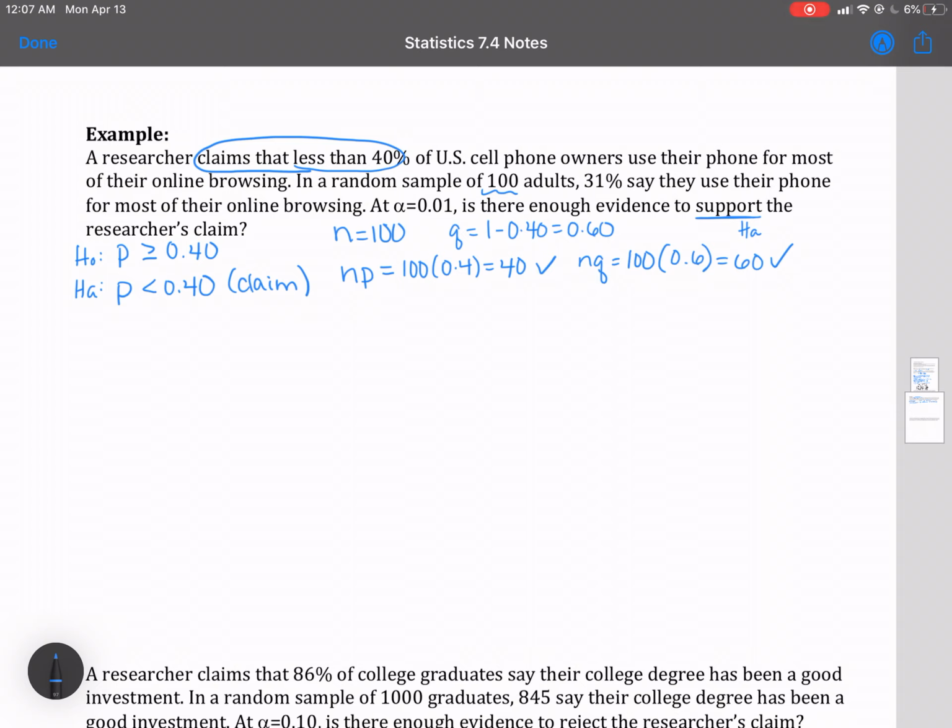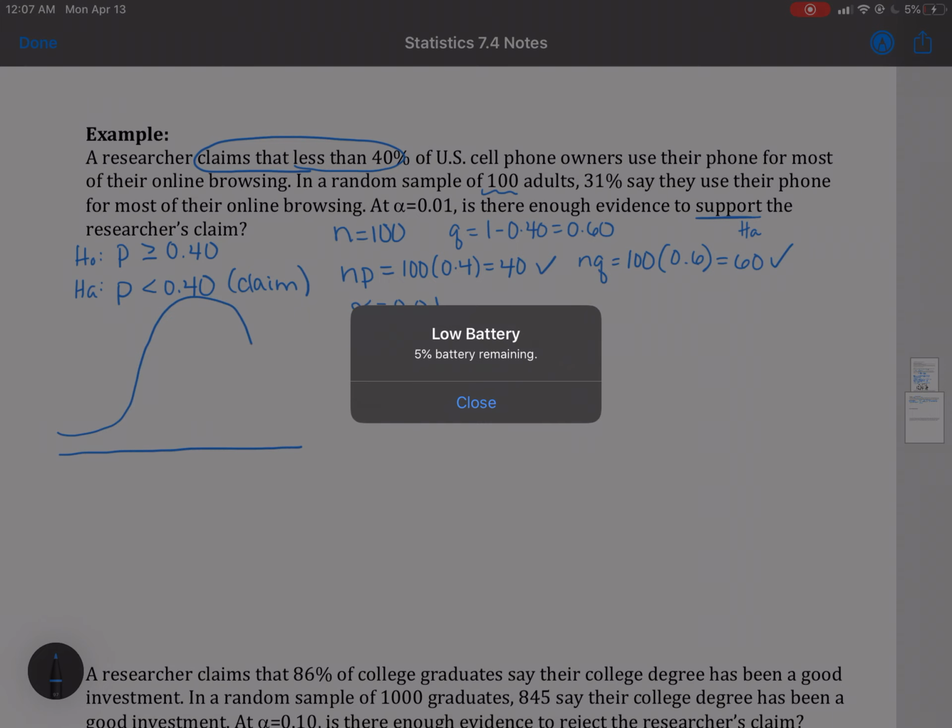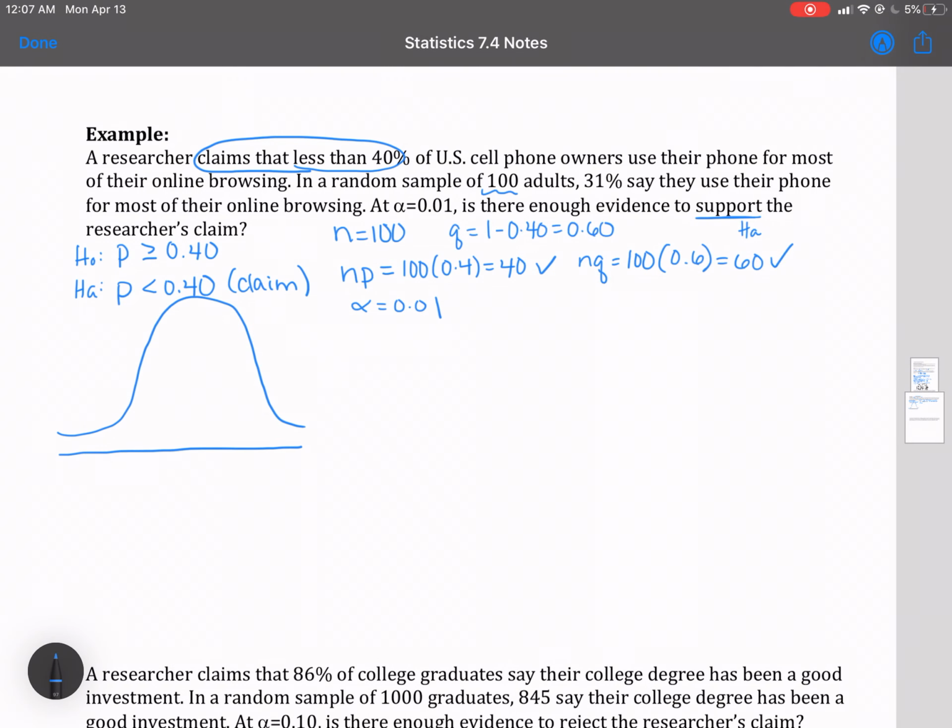Step 3 was to state our alpha, and alpha is 0.01. I'm going to go ahead and sketch our graph. Okay, so since it's less than, we know we're left-tailed. So you can either go to table 4 and look for 0.01 inside the table and work out, or you can go to table 5 in that infinity row. And if you do that, you're going to find that your critical value is going to be negative because it's left-tailed, and then it's 2.33.